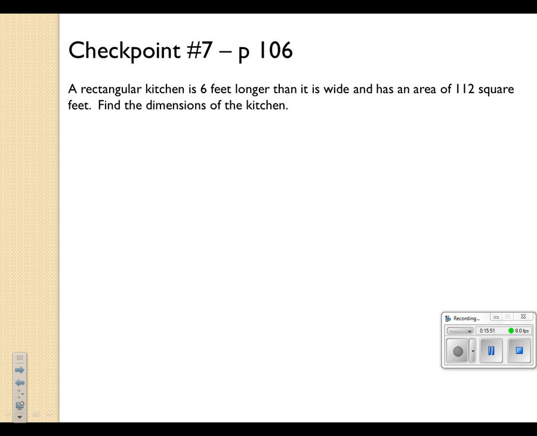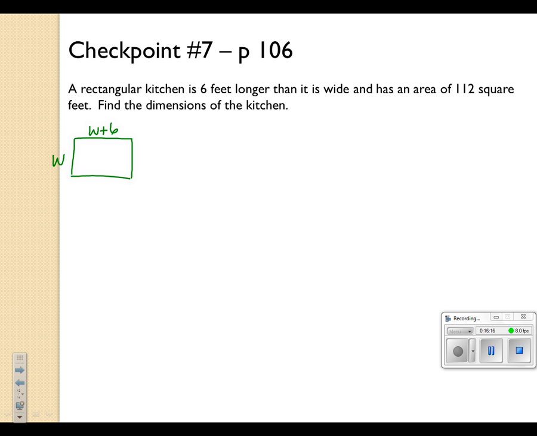Find the dimensions. All right, so we know it's rectangular. We know a little bit of information about the length. We know nothing about the width. So assign a variable to width. Okay, now use the clue, 6 feet longer than it is wide, to come up with an expression for the length. If it's going to be 6 feet longer than the width, W plus 6 is an expression that does that.